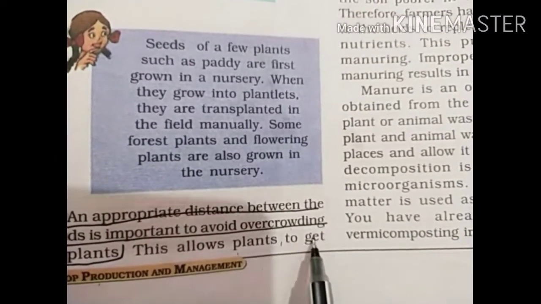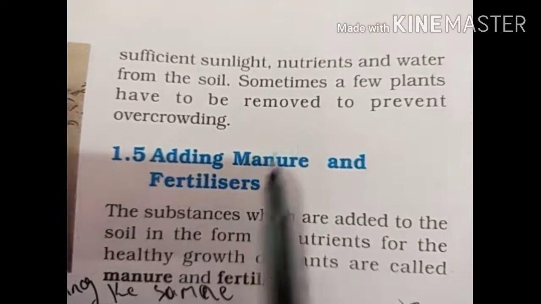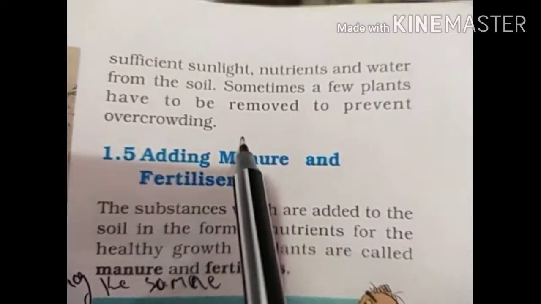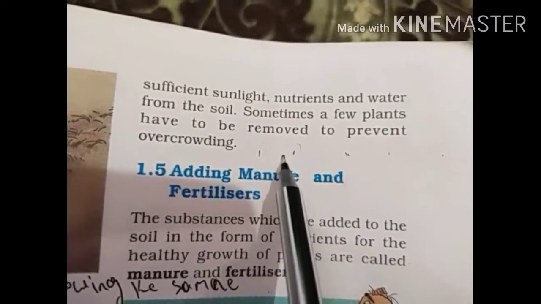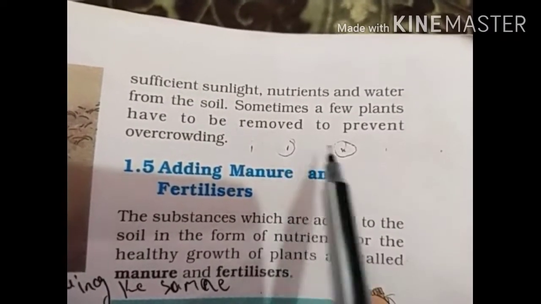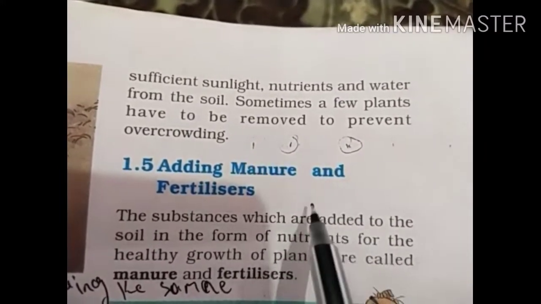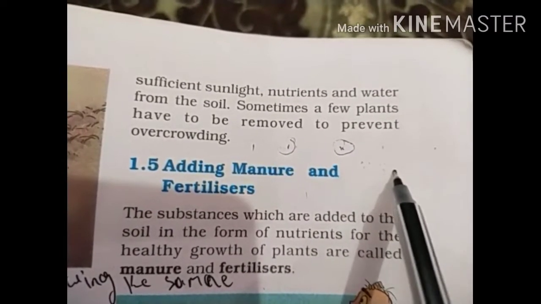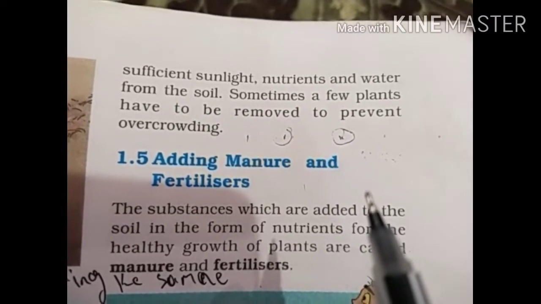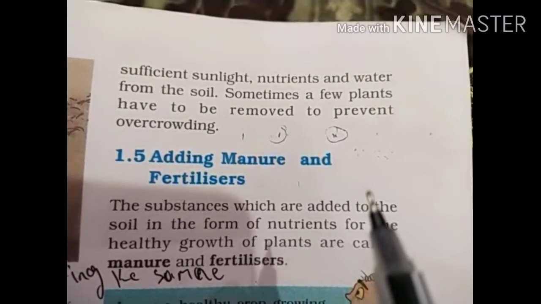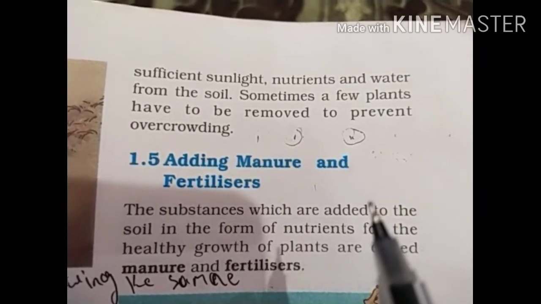This allows plants to get a sufficient amount of sunlight, nutrients and water from the soil, because seeds are sown at equal distance, so every plant has its own space and they are not overcrowded. But if the sowing is done manually, sometimes the seeds are grown nearer to each other, so the distance will not be proper between two seeds, and overcrowding will be there. Overcrowding means plants will not get proper sunlight, nutrients and water. So sometimes a few plants have to be removed to prevent overcrowding.